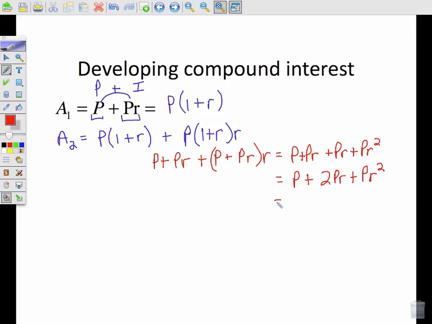Well, really what we have here is taking out a P, similar to what we did in the first expression. We've got 1 plus 2R plus R squared. Now what does that equal? You have to think about what we can continue to do here to get a general format. Well, this would equal P times 1 plus R to the second.